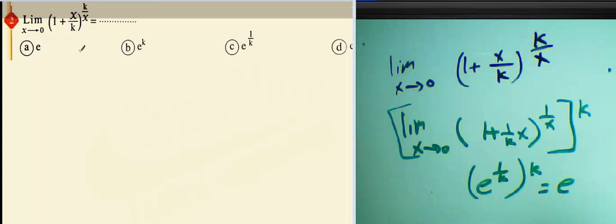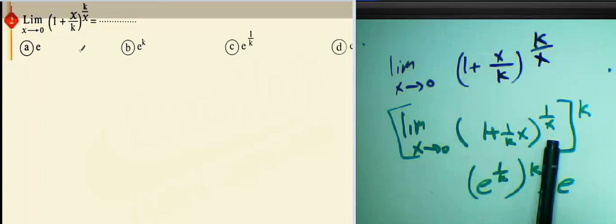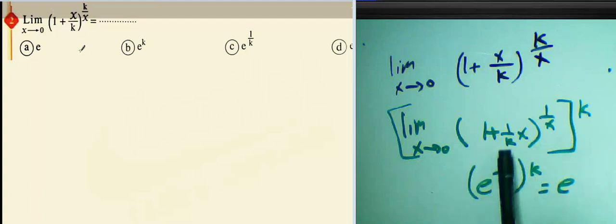Understood? In this example we can write (1 plus 1 over k times x) all power 1 over x, all power k, and this means e power coefficient of x, e power 1 over k all power k, so k times 1 over k equals 1. The result will be e power 1, which equals e.